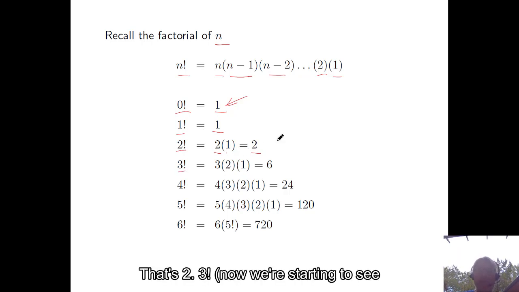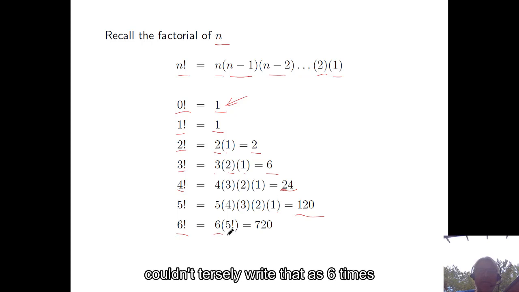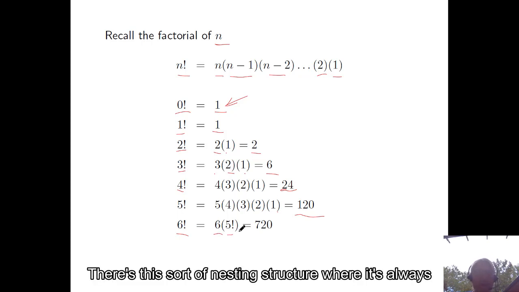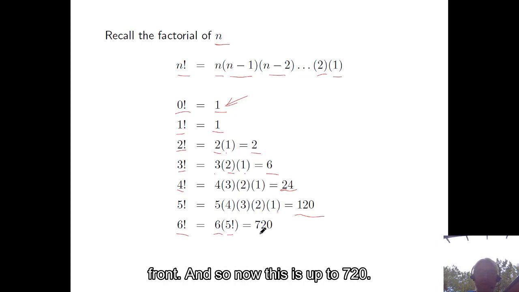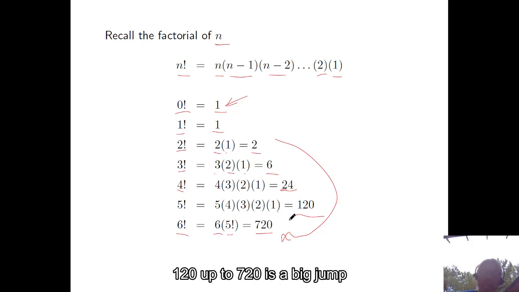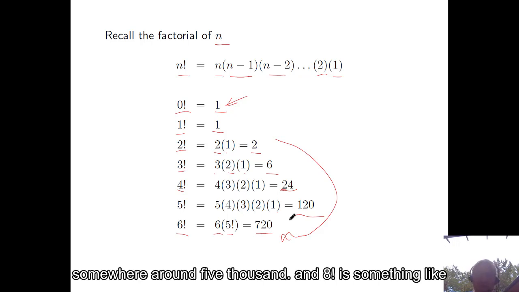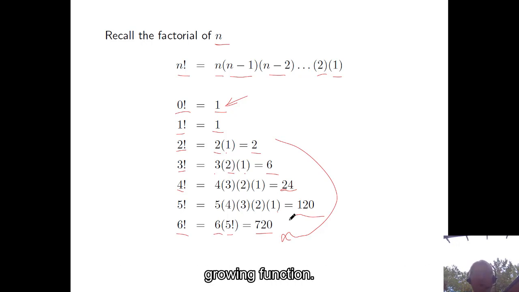3 factorial, now we're starting to see the real pattern that emerges and generally holds. That's 3 times 2 times 1, so that's 6. 4 factorial, 4 times 3 times 2 times 1, it's 24. 5 factorial is 120. 5 times 4 times 3 times 2 times 1. And 6 factorial, we can tersely write that as 6 times 5 factorial. There's this sort of nesting structure where it's always just adding one more factor in front. And so now this is up to 720. So one thing to notice is these numbers grow really quickly. From 120 up to 720 is a big jump, and then you go to 7 and you'd be up to somewhere around 5,000, and 8 factorial is something like 40,000. So it's a really fast growing function. Okay, so that's the factorial.